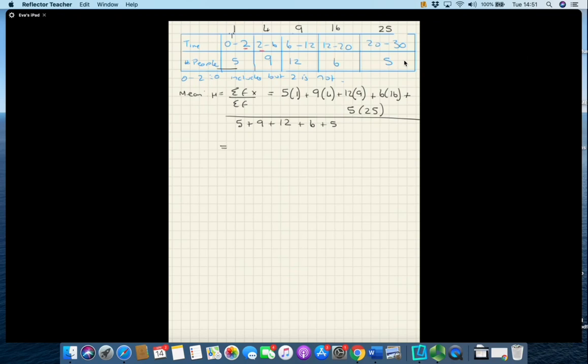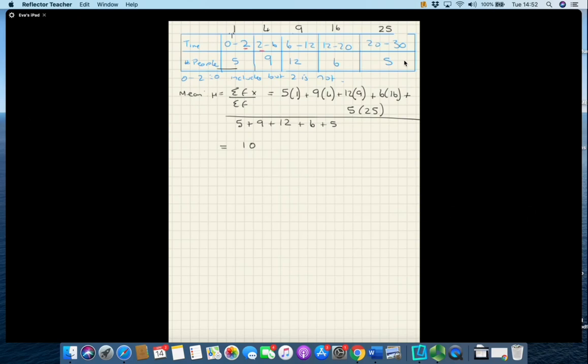And again, you can put that into your calculator. 5 ones are 5, 9 fours, 12 nines, 6 by 16, 5 25s, all over 37. So the average is coming out there as 10. Okay, so the mean number of hours spent watching television by those 37 people is 10 hours.